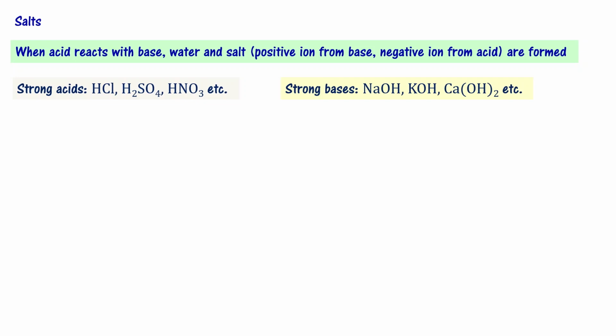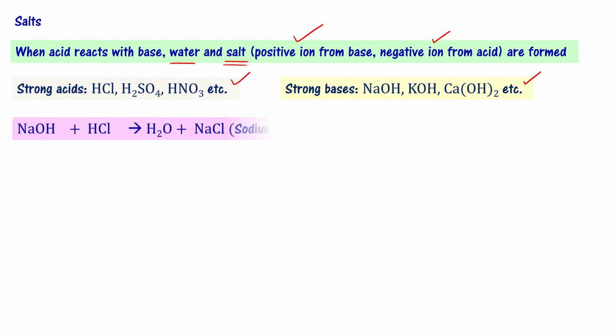We just said that when acid reacts with a base, water and salt are going to be formed, right? And in the salt, the positive ion is typically from the base and the negative ion is from the acid. That's what we just learned. Now let us look at a few salts that are formed by the reaction between strong acids and strong bases.